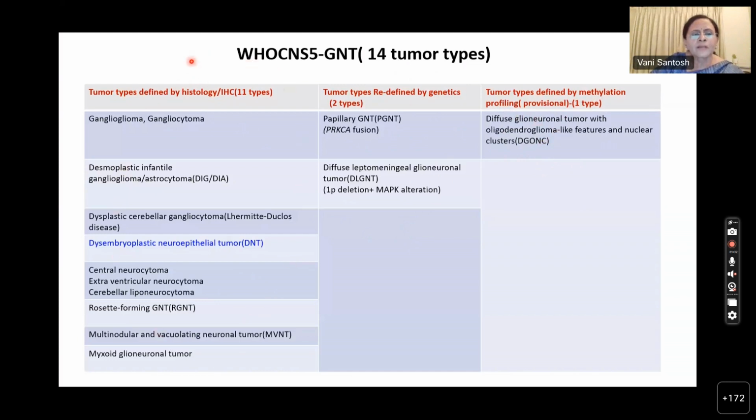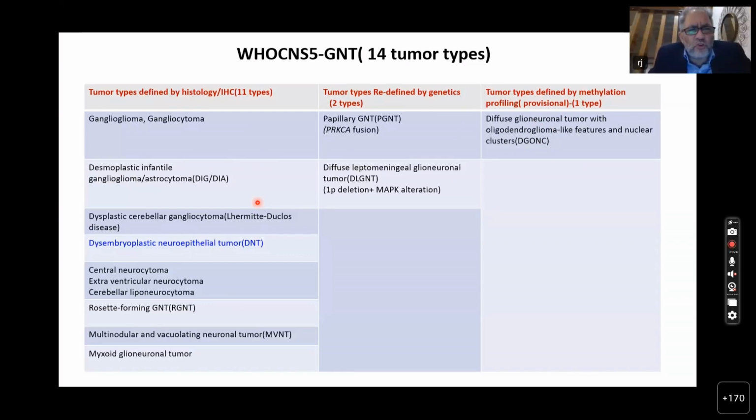But do remember that 11 of them can be diagnosed only by histology. Okay, and you use the right IHC markers or the special stains. So you're absolutely correct. The diagnosis here is this dysembryoplastic neuroepithelial tumor. Rakesh, comments? It was pretty well covered.